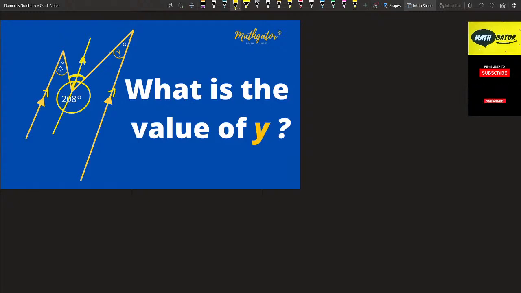Once we have established that this forms a Z shape for us, it means this side will also be 72, and this also forms a Z shape for us, so this side will also be y. So if I have 208 plus 72 plus y, it should be equal to 360, because this is a circle.